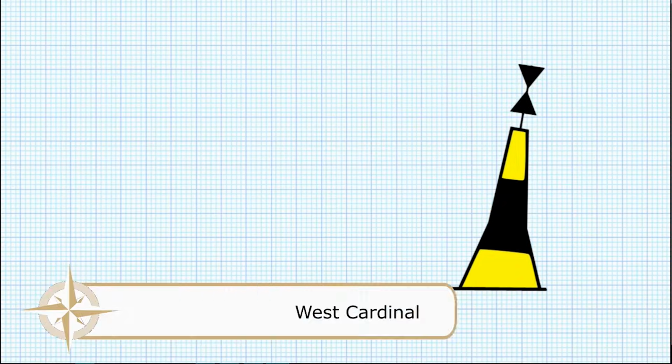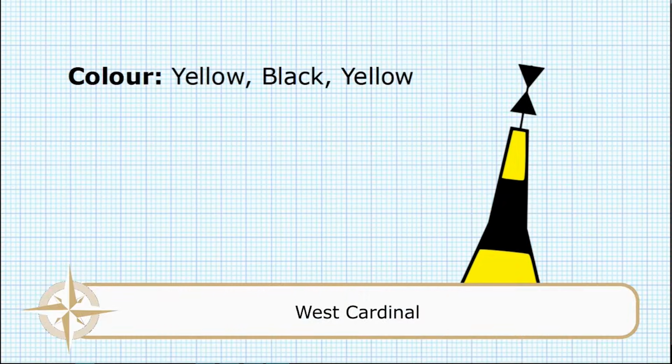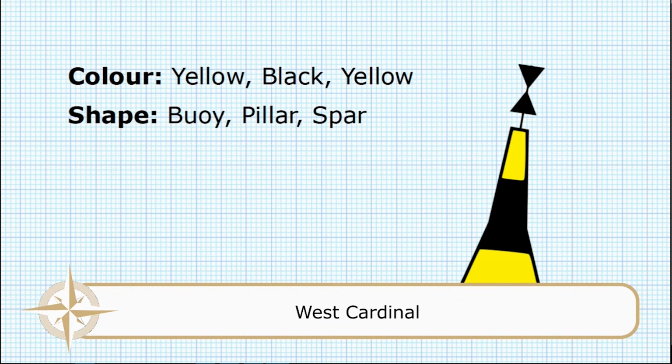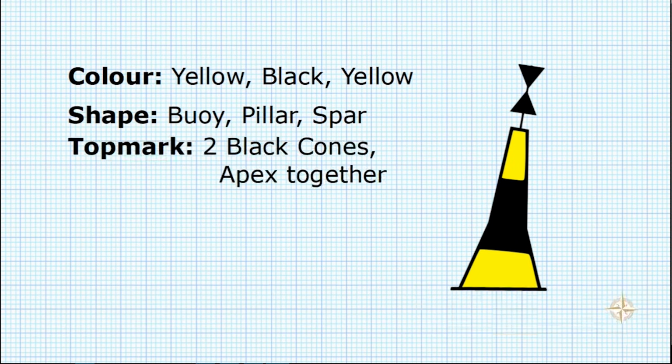And then finally we've got the west cardinal. The colour, well, it's the only configuration we haven't seen yet, which is a black band in the middle. Shape, buoy, pillar or spar, as with the rest of them, and this time the top mark is 2 black cones apex together. If we think of those cones as being a cylinder with a very tight belt on, it's gripping it around its waist.